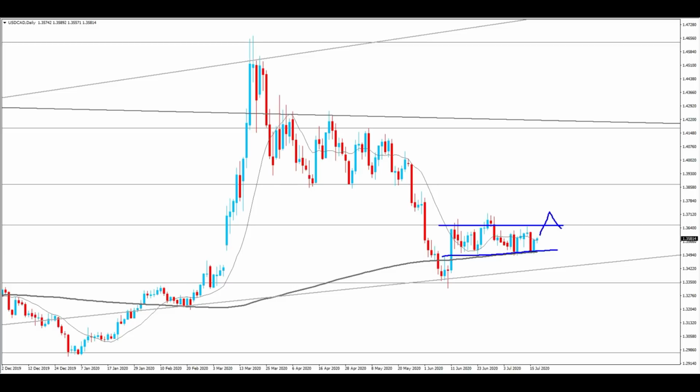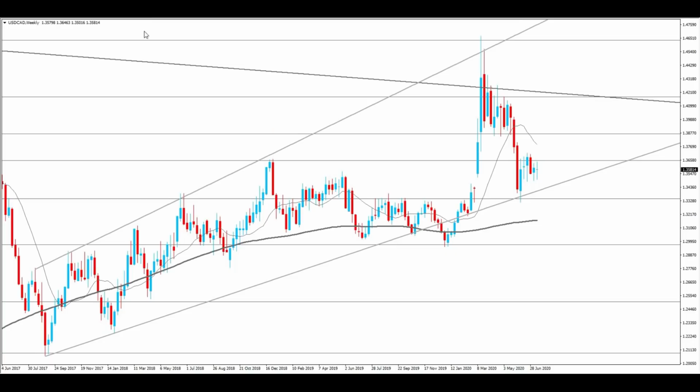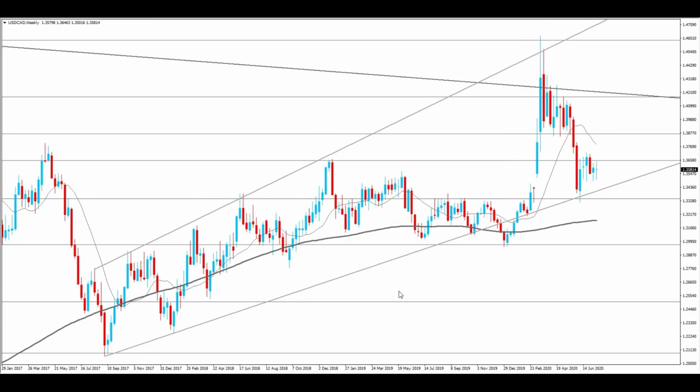So again, we're waiting for that break to the upside or to the downside, and we are expecting a break to the upside because of the higher time frame. You can see that we have this ascending channel on the weekly time frame, and we had a recent test of that same trend line.